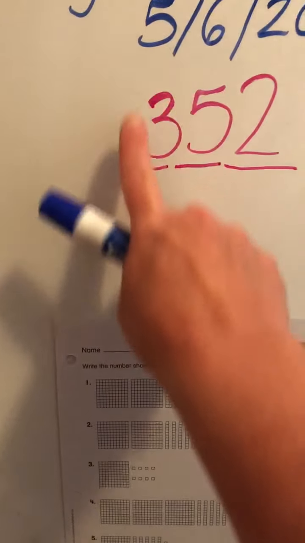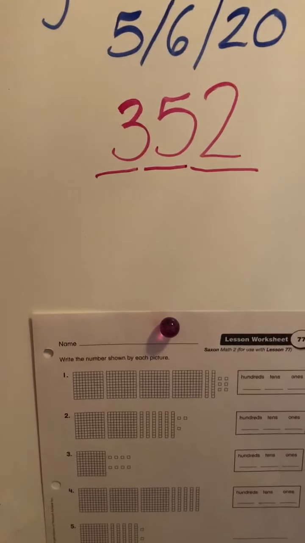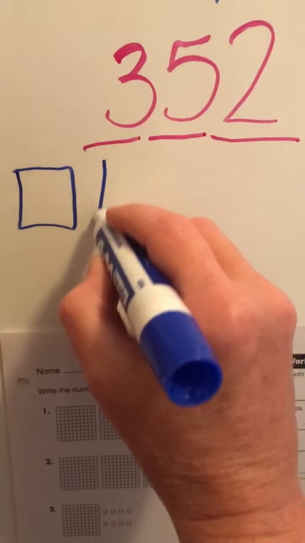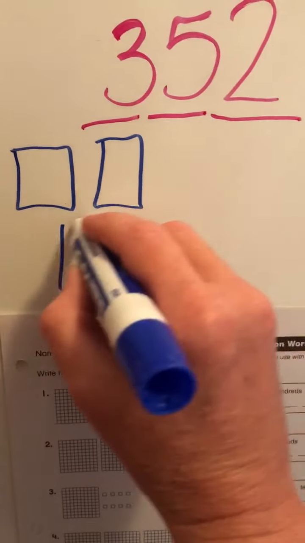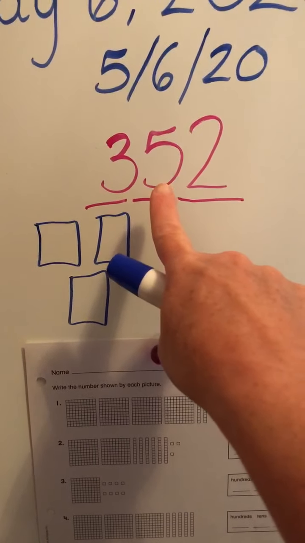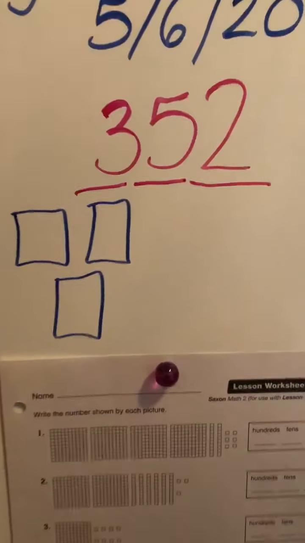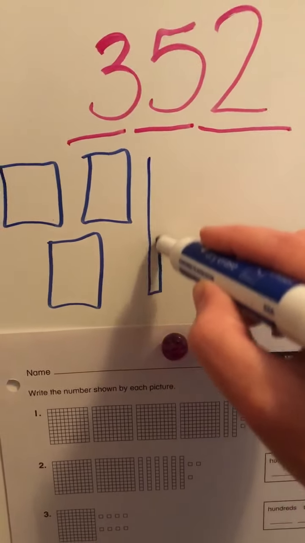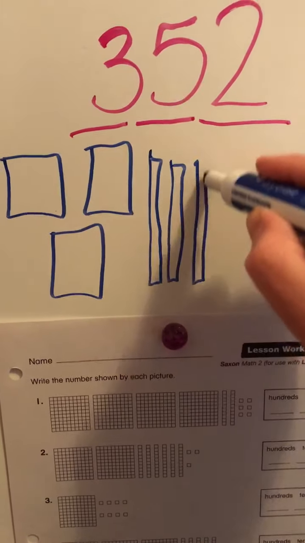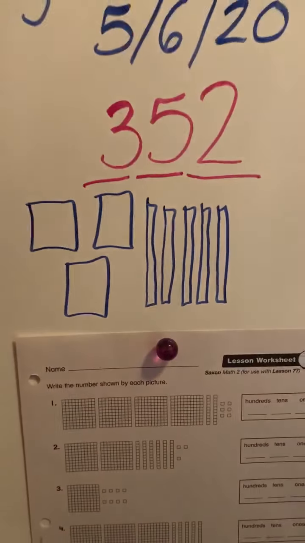Well, for our 300s, we're going to draw a what? You're right, 100 flat, which is that fat square, right? So how many fat squares am I going to draw? 3 of them. Good. And then how many tens do I have? 5, so I'm going to draw those long, thin rectangles. How many of them? 5. 5 10 sticks. 1, 2, 3, 4, 5.